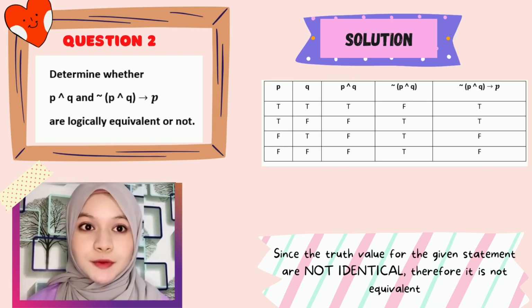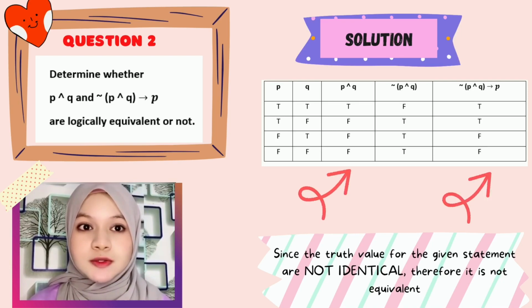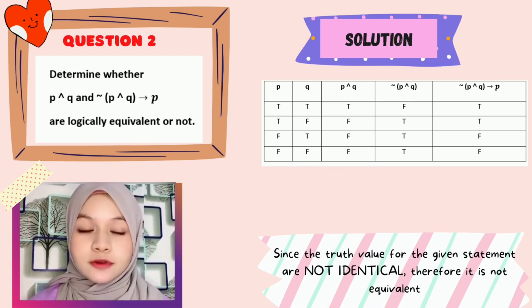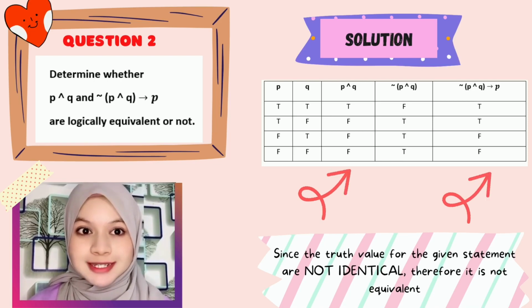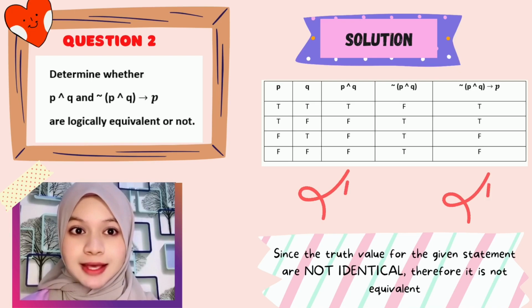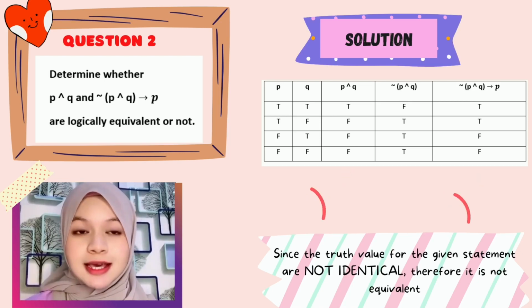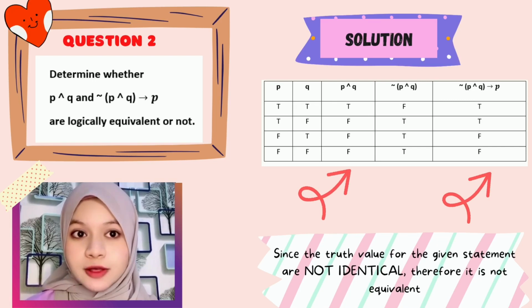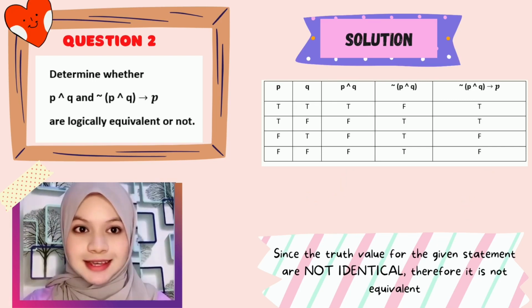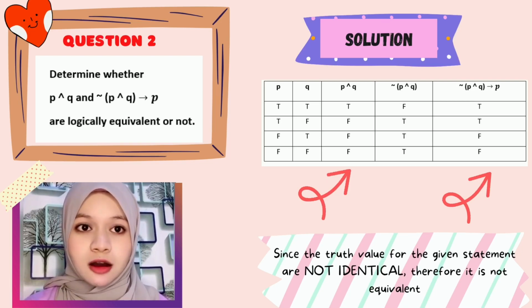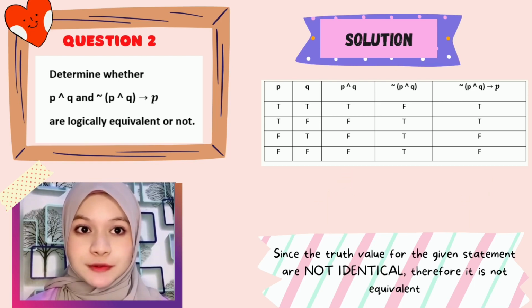Okay, for information, why do P and Q only have one true answer? It is because to get the true answer, both P and Q must be true. If not, P and Q will be false. For the second one, the negation of P and Q, we just negate the statement before it, which is P and Q, where we got true, false, false, and false. That's why for the negation of P and Q, we got false, true, true, and also true. Then for the last one, the negation of P and Q implies P, we got true, true, and also false, false.